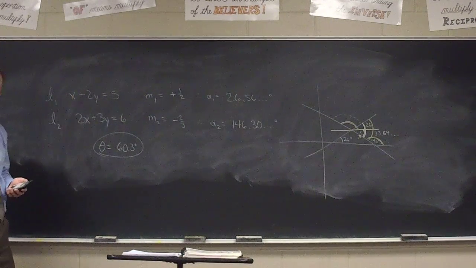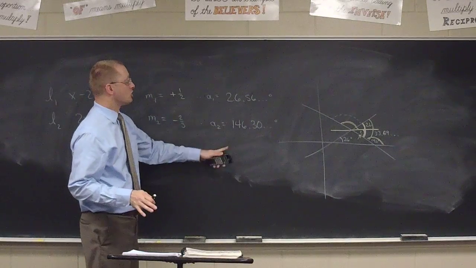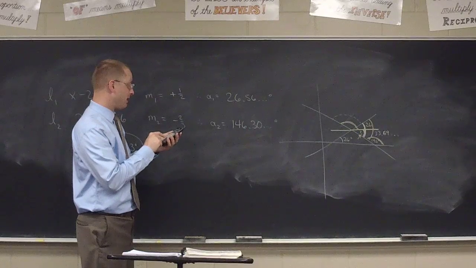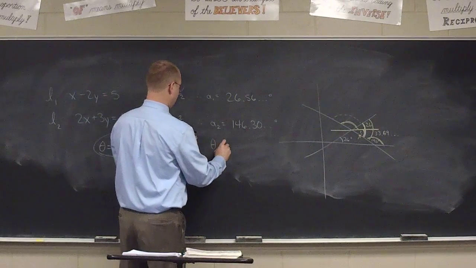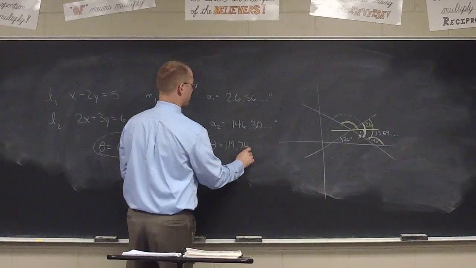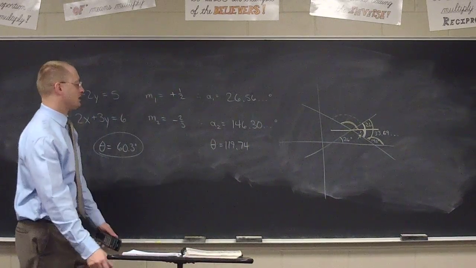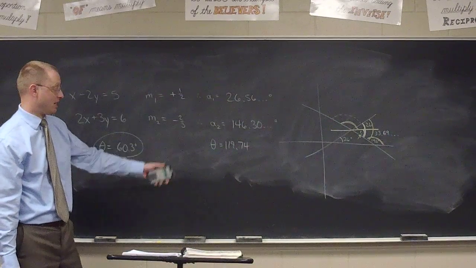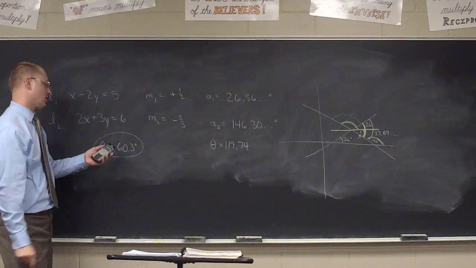That make sense? Now what's the alternative? You don't want to draw a picture at all because you're really lazy. Just always subtract the angles. 146.30 minus 26.56, and theta is 119.74. Of course, I'm using rounded values at this point. And you're like, wait, that's not acute. So what do I do now? Subtract from 180. And you still get 60.26.